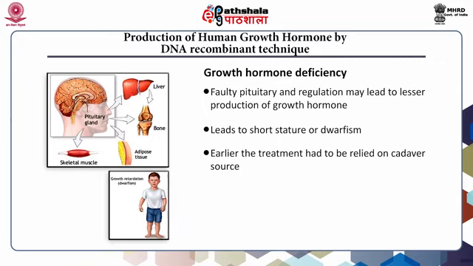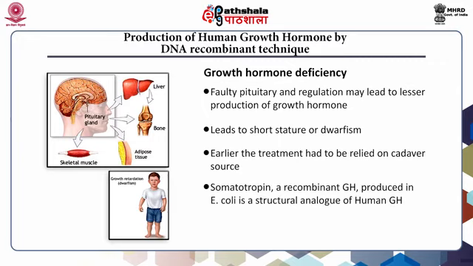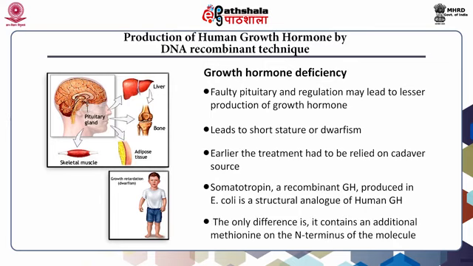The earlier treatment had to rely on cadaver sources. Somatotropin, a recombinant growth hormone produced in E. coli, is a structural analog of the human growth hormone. The only difference is it contains an additional methionine on the N terminus of the molecule.